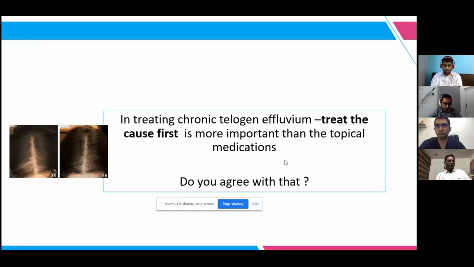We have to rule out any medications, antihypertensive, anti-epileptics, or any medication the patient has. We have to take a proper history, also all the medications she's taking, and any recent sickness, illness, and stressful events, psychological events also. With proper counseling, after that only we will add medications like minoxidil, usually in telogen effluvium.